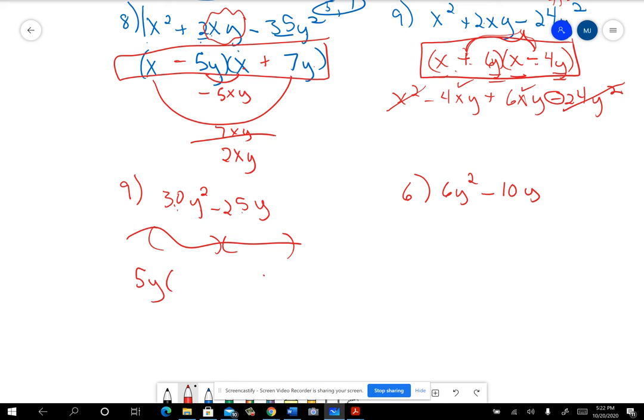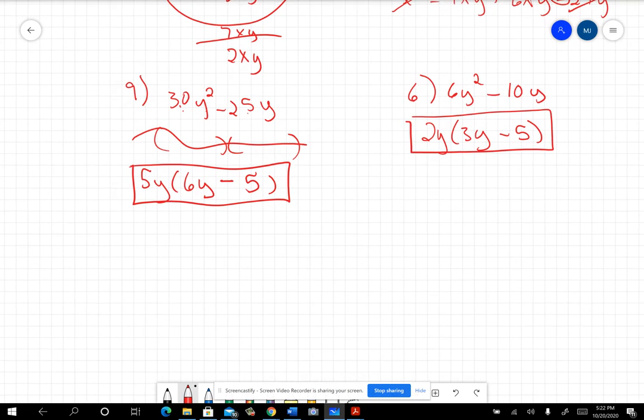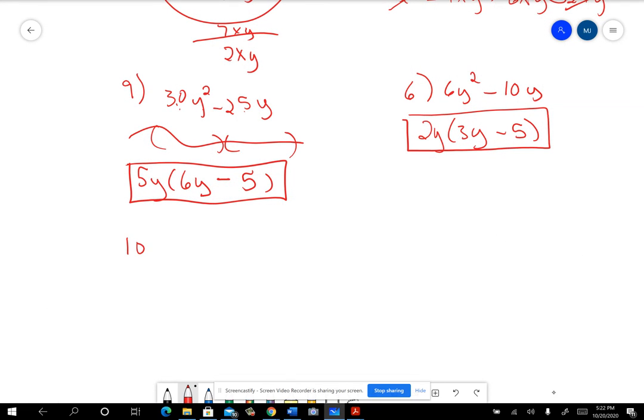So we can factor out the 5y. Then we'll have 6y left in the first spot and just 5 left at the end. And it's not squared, so that's my final answer. Same concept here. It's just 2 is what's common. And then 3y minus 5 is what's left. And you can't go any further on those. All right, and then the last one I want to do is the 4-term problem. So that was number 10 on one version.